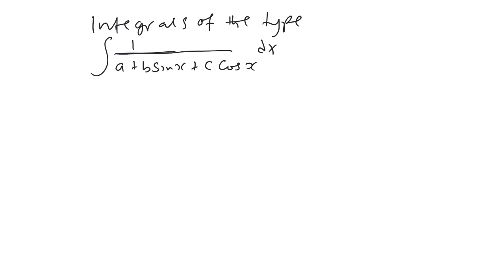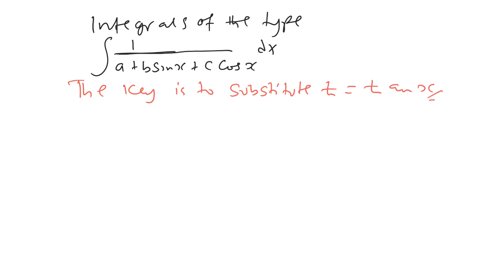Okay, and we shall not really waste a lot of time. The key here is to substitute t equals tan x over 2. Last time we saw the one having squares. It was a plus b sine squared plus c cos squared. We used t equal to tan x, but with a plus b sine x plus c cos x, we use t equals tan x over 2.